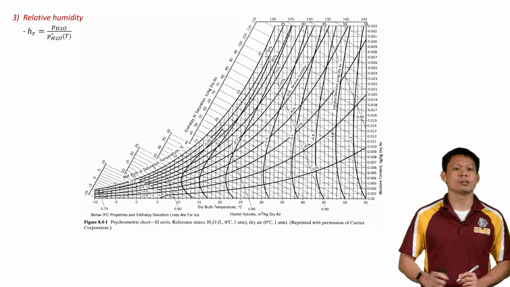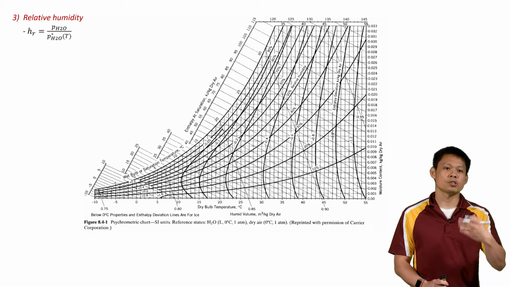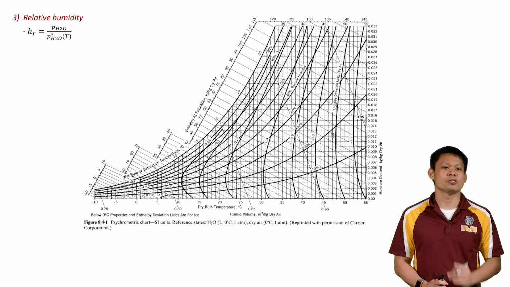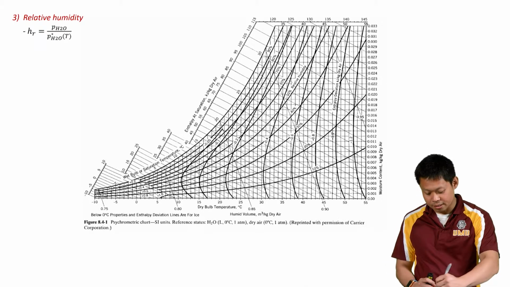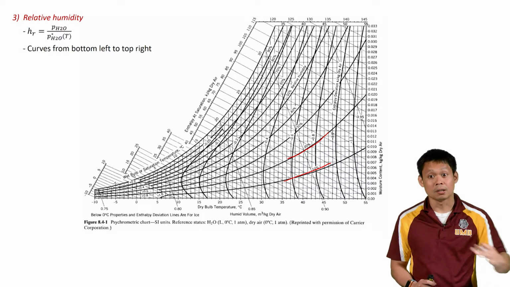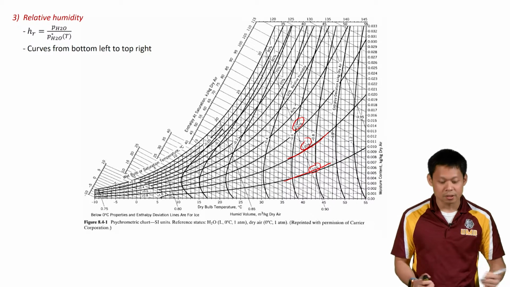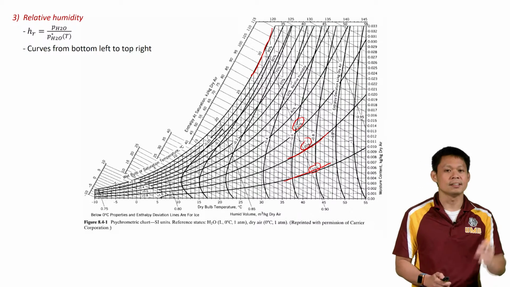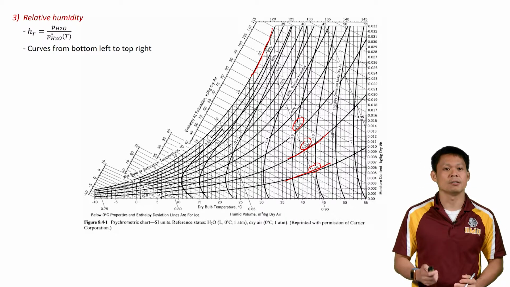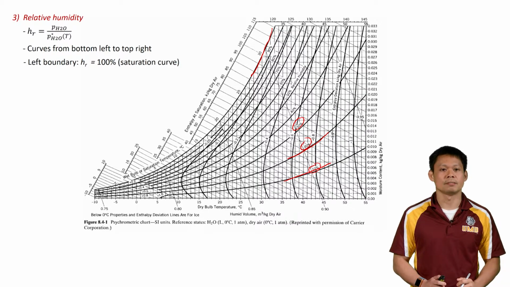Let's look at the next one, which is our relative humidity. The definition of relative humidity is the partial pressure of your water vapor over the vapor pressure at that particular temperature. In this case, where you're going to see the relative humidity are these lines that go from the bottom left to the top right, and you can see here's 10%, 20%, 30%. As you hit the left boundary right here, you have 90%, and the left boundary is your 100% humidity, or your saturation curve. So that's the left boundary of this humidity chart right here.